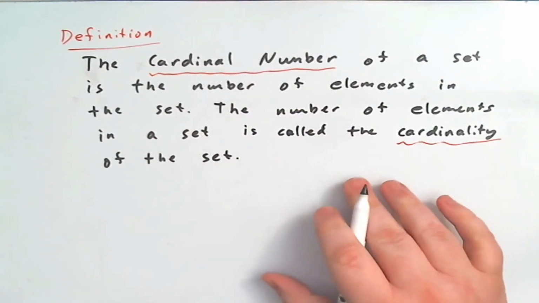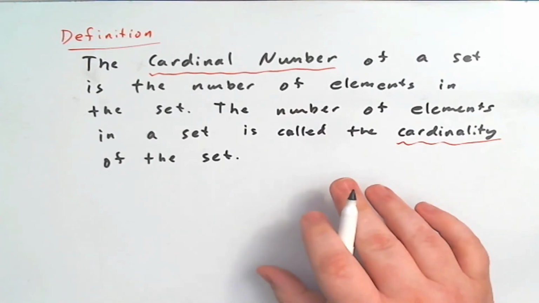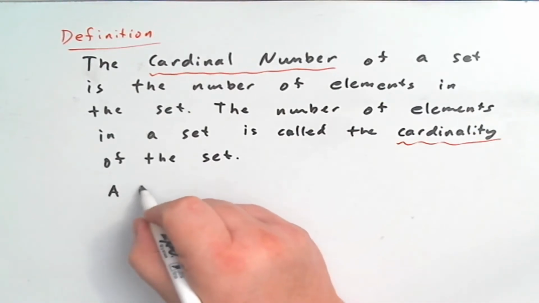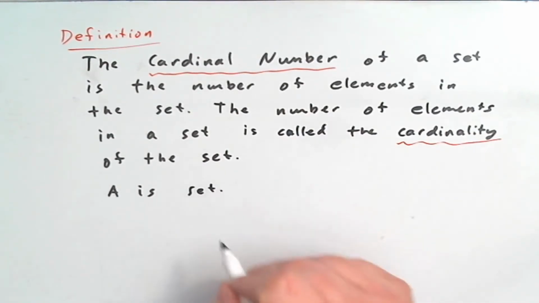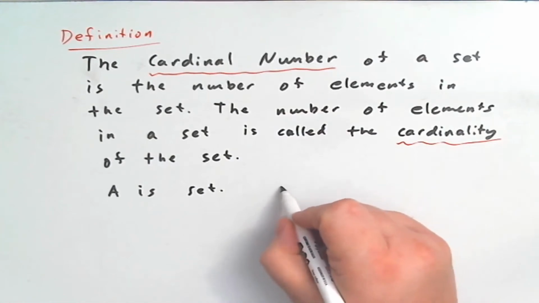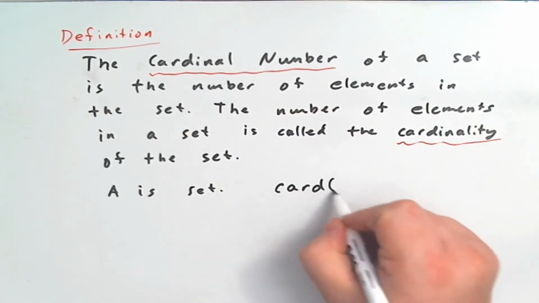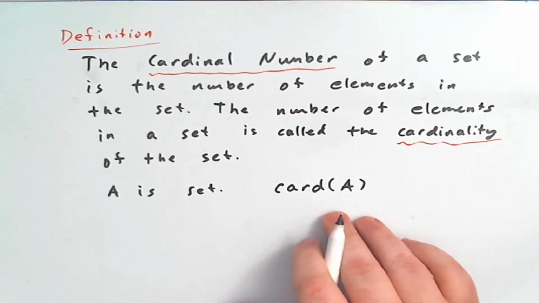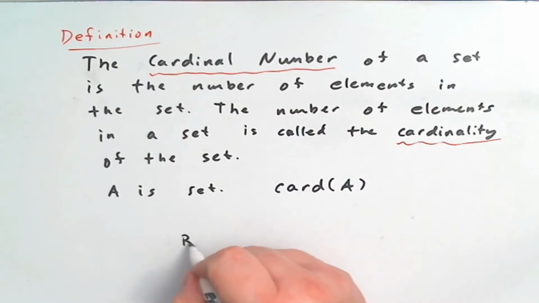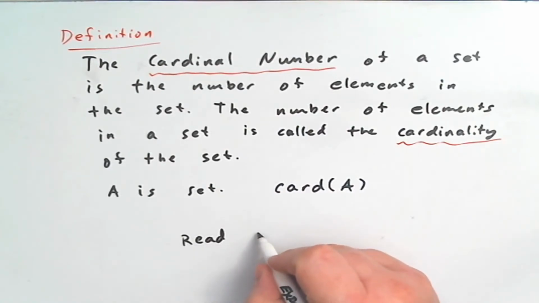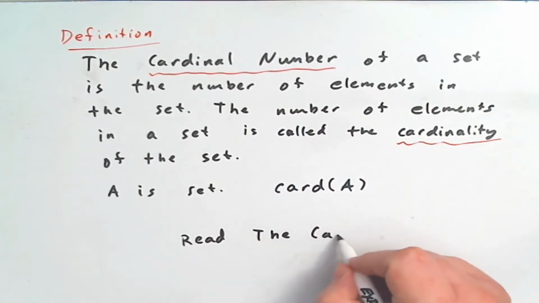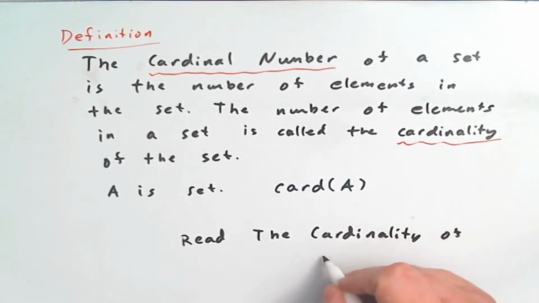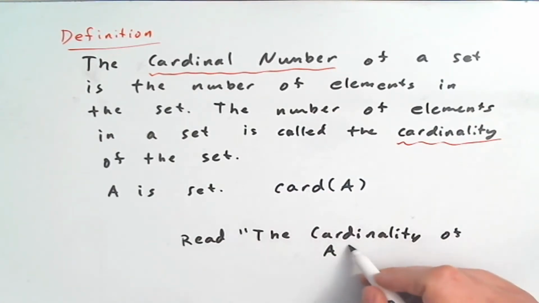Okay, and this is denoted in a special way. You'll see it in two different ways. So sometimes you might say, so suppose A is a set. Okay, then we might define the cardinality by using this notation. So card of A, right? So this is card of A, and this is simply read the cardinality of A. So this is, we read this as the cardinality of the set A. Okay, so that's how this is read.